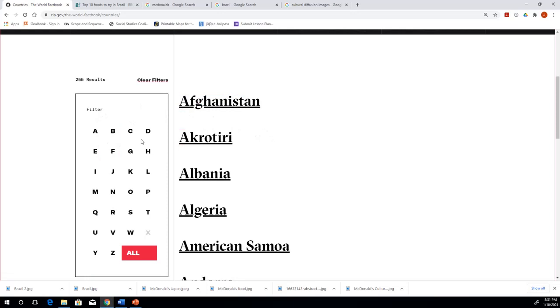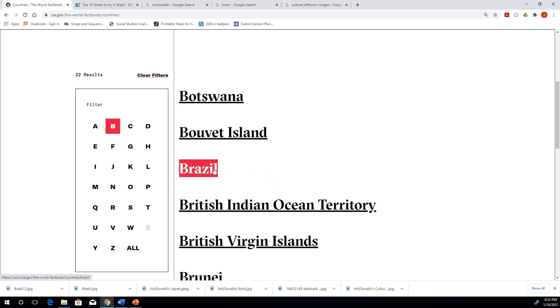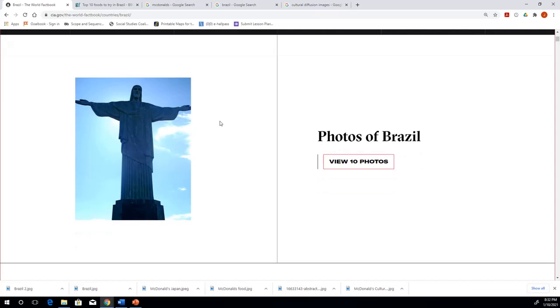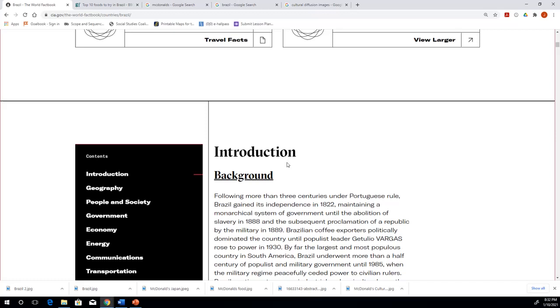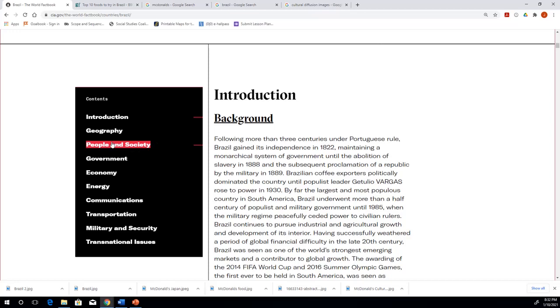So there's a lot of results here. I'm going to go to B for Brazil. We're on page 2. Click on that. Here you're going to have a ton of information about Brazil. Photos, country flag map. This is where we're going to start to find the information that we need. Okay. Over here in content, it's going to be under people and society.